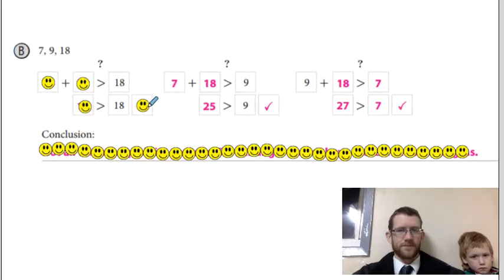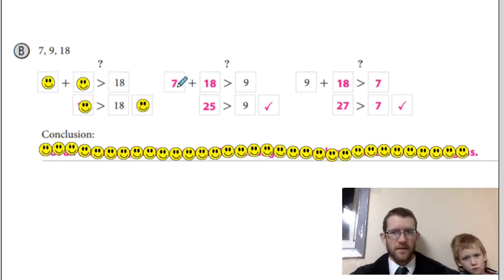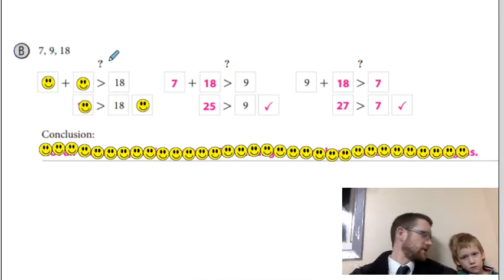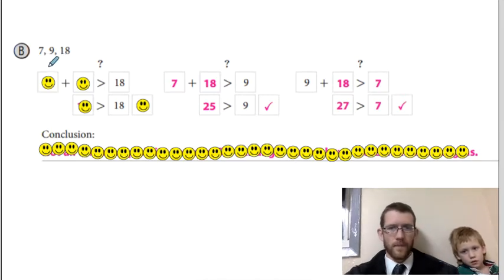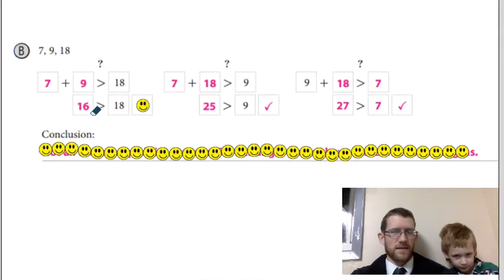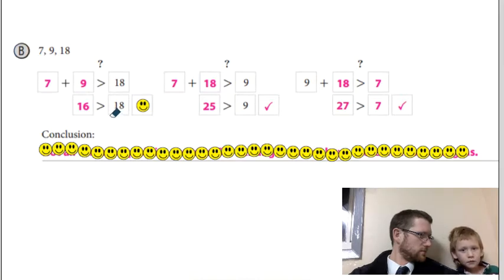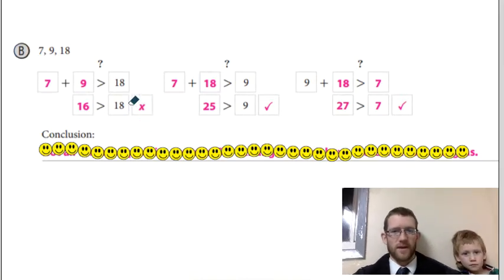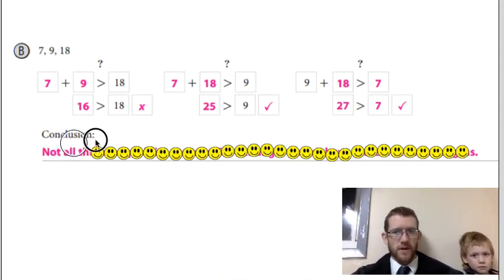Okay, we'll do another one here. 7, 9, and 18. 7 plus 18 is greater than 9. 9 plus 18 is greater than 7, so we're good on those. What about 7 plus 9? What's 7 plus 9, Will? 16. Yep, 16. And is 16 bigger than 18? No, it's not bigger, so it's smaller. So therefore, these aren't valid side measurements for a triangle.